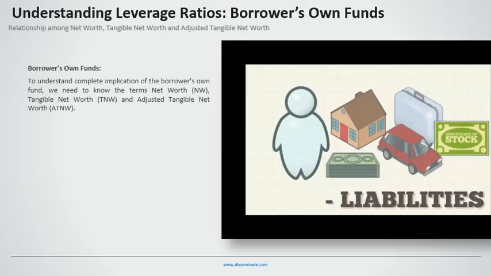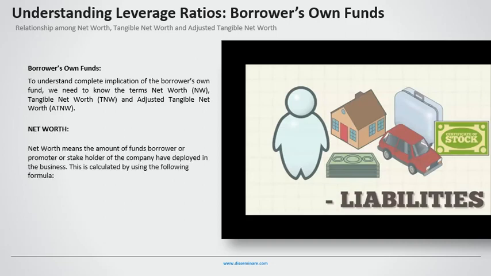Let us understand the concept of the borrower's own funds. To understand the complete implication of the borrower's own funds, we need to know the terms net worth, NW, tangible net worth, TNW, and adjusted tangible net worth, ATNW. Net worth of the borrower means the amount of funds the borrower, or promoter or shareholder of the company have invested in the business. This is calculated using the following formula. Net worth equals capital plus reserves plus surplus.